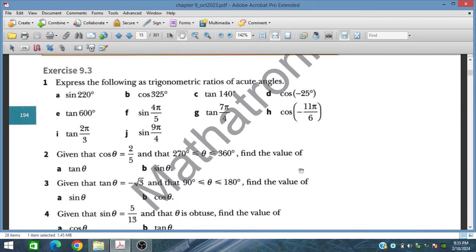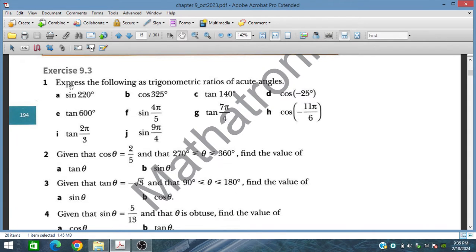Bismillah Rahman Rahim. In this session, we will discuss exercise 9.3 from additional mathematics course for IGCSE and O level students. And in this session, we will discuss this exercise.